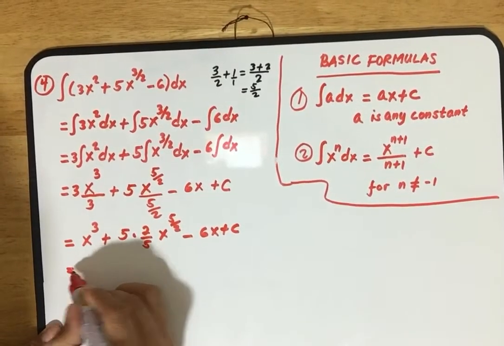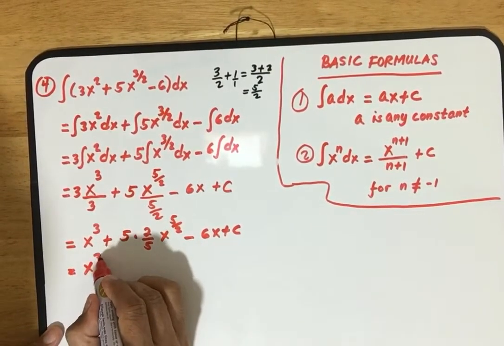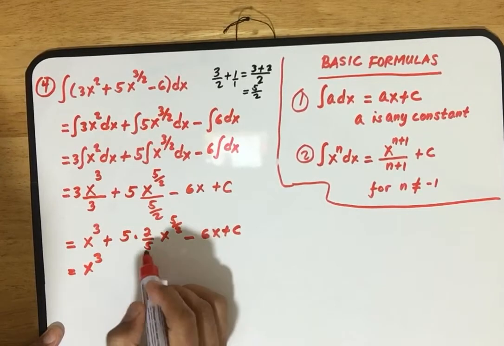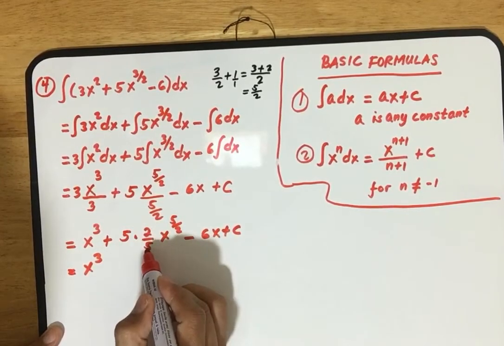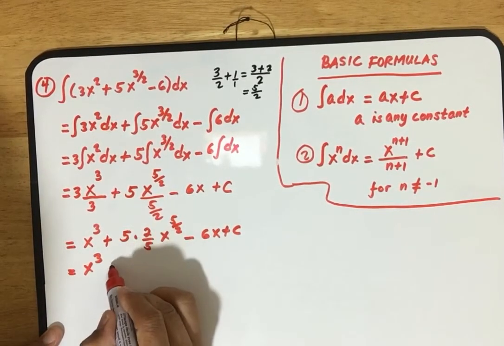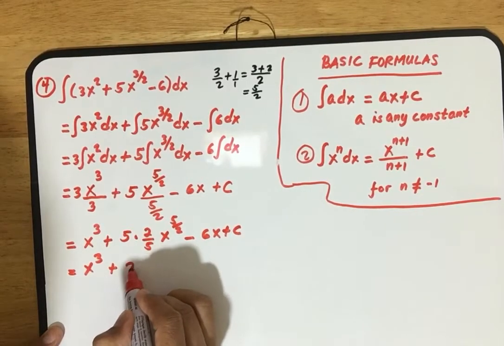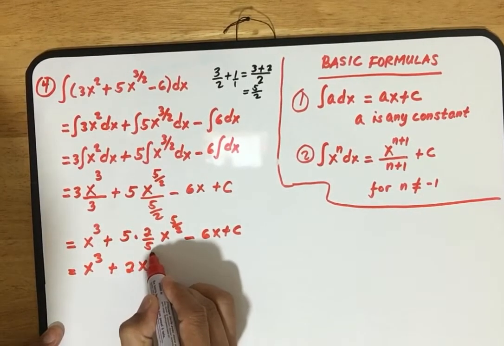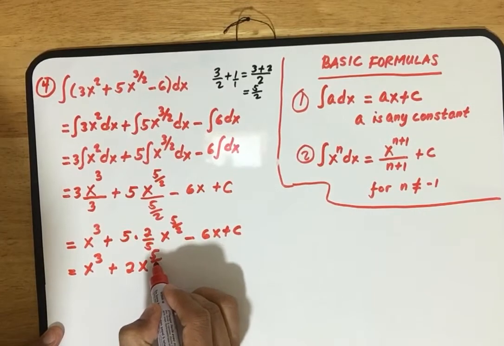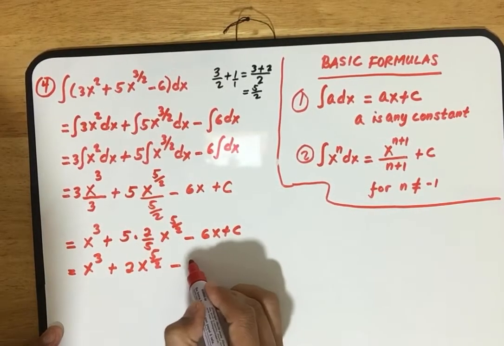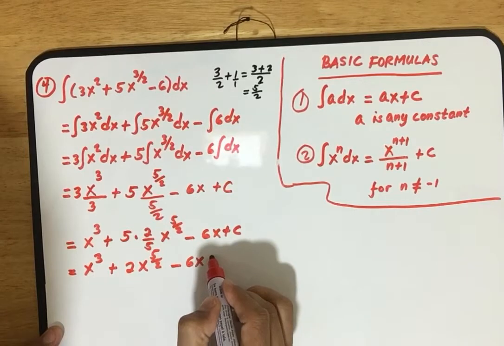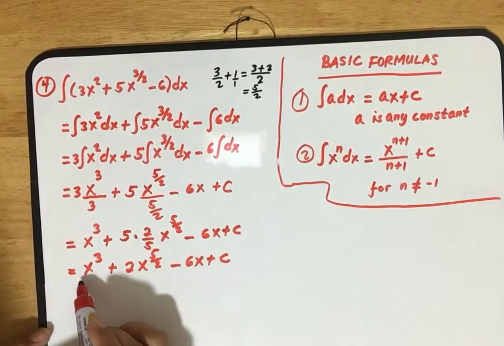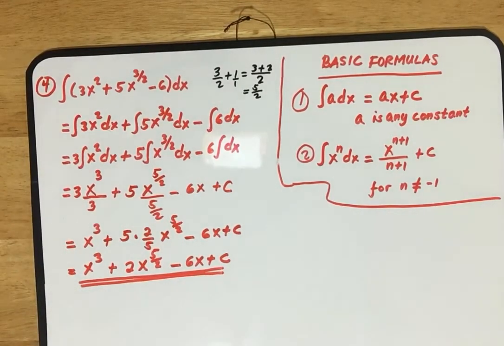Or equal to x cubed. Then you have 5 at the numerator, 5 at the denominator, so 5 divided by 5 is 1, so what is left is 2x to the power 5 halves, then minus 6x plus c. So this is our answer. Okay? So I hope that's clear with you.